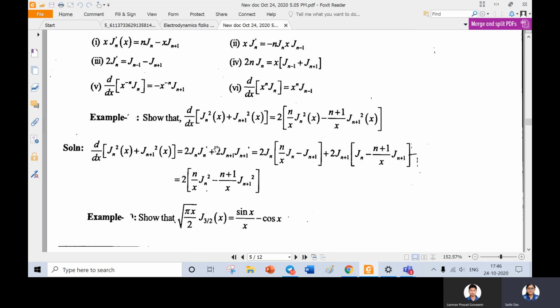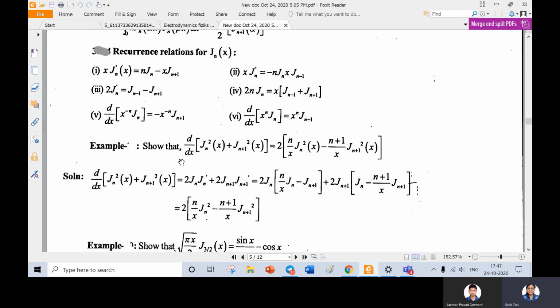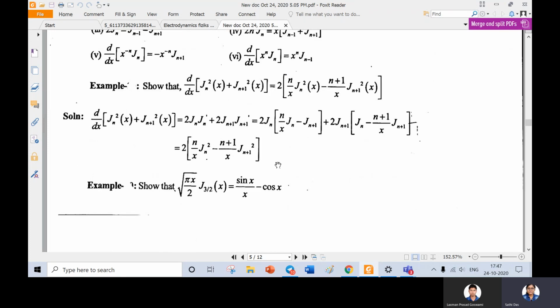Okay, so suppose there is a question that shows that d/dx of [Jn square(x) plus Jn plus 1 square(x)] equals to 2 into n by x Jn square(x) minus (n plus 1) by x Jn plus 1 square(x). What will be that? So you have to find out the differentiation with respect to x of this function. So first find the normal differentiation, that is 2 into Jn into d/dx of Jn, that is Jn prime, plus 2 into Jn plus 1 into d/dx of Jn plus 1, that is Jn plus 1 prime. Now put this formula, that is Jn prime equals to minus n by x Jn plus Jn minus 1. Okay, and you find out this result.